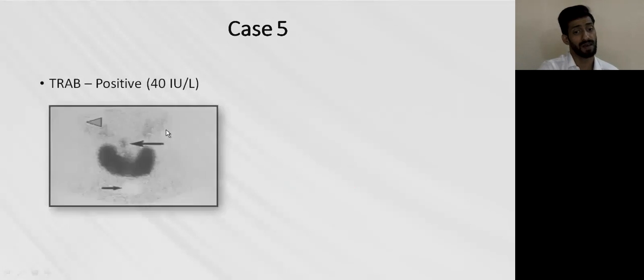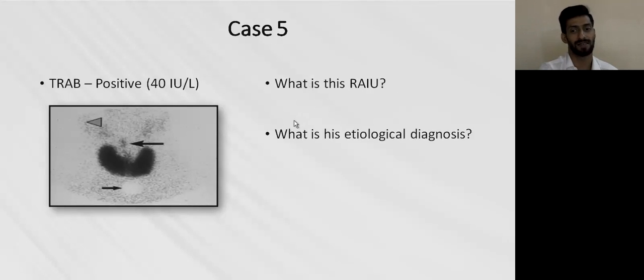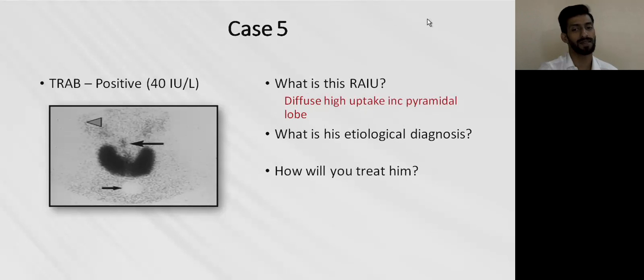Now, in the same patient, TSH receptor antibodies come positive, more than 40. And the uptake is looking like this. Yeah, Graves. Diffuse, high uptake, including pyramidal lobe. So first, what is this uptake? It's a diffuse, high uptake, including pyramidal lobe. That's how you say that it is Graves. Next, what is the etiological diagnosis? Graves disease. How will you treat him?